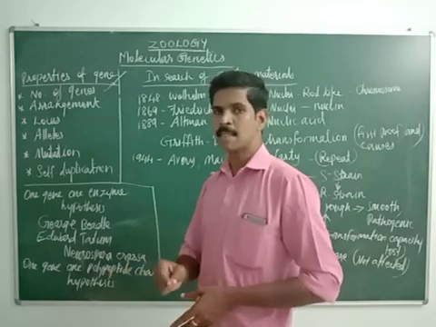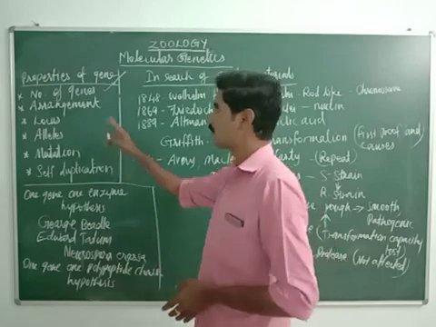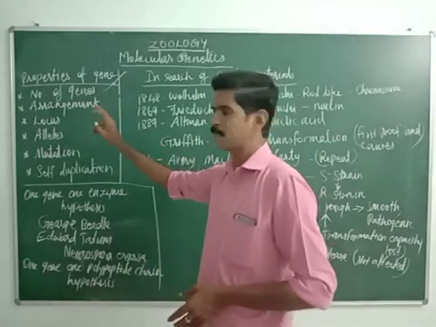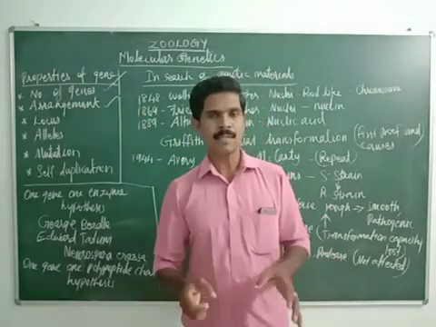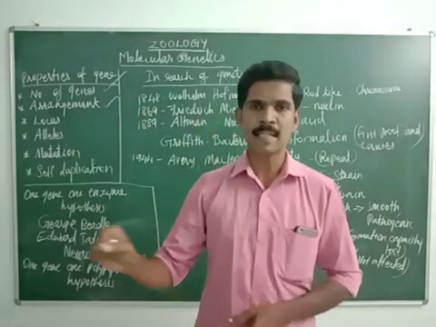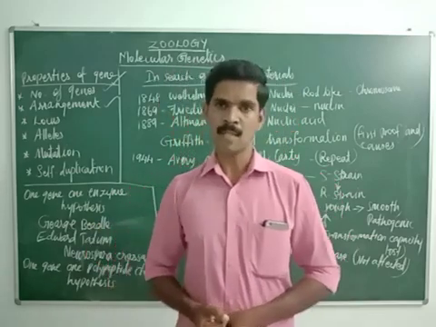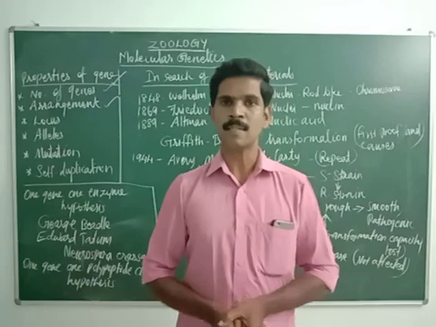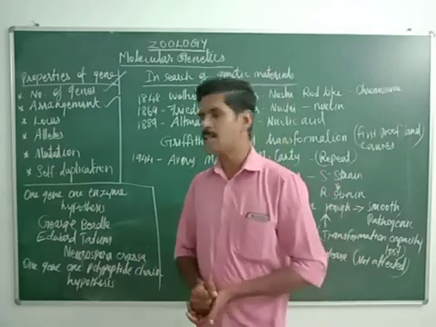So the number of genes is always higher than the number of chromosomes. So this is the first property of the gene. Second property, arrangement. Each and every gene is arranged in a linear structure, like the beads on a string. So the arrangement of the gene is linear arrangement. This is the second property of a gene.